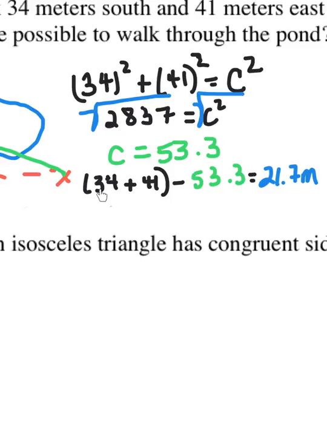So we have to add our 34 meters going south with our 41 meters going east, and then we subtract our 53.3, which is the meters that we would have if we went straight across. We take the difference between those and we come up with 21.7 meters. So if we could go straight across without going around, we would actually save about 22 meters.